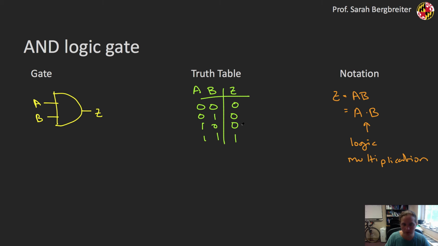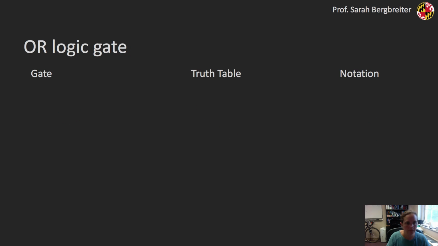1 times 0 is going to be 0, and I only get 1 when I have both 1s here. I also have an OR logic gate. In this case, it looks fairly similar, but I have this curve at the front. I'm also going to draw 2 inputs here, but I can have a number of different inputs. And my truth table, in this case, is going to describe the functionality of this OR gate.